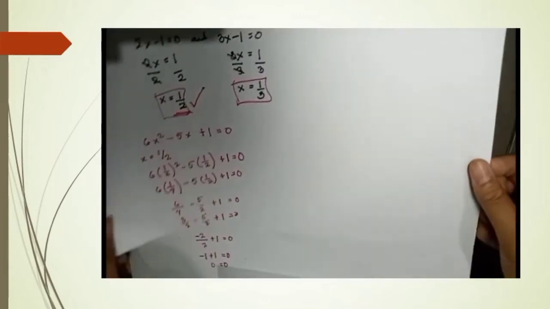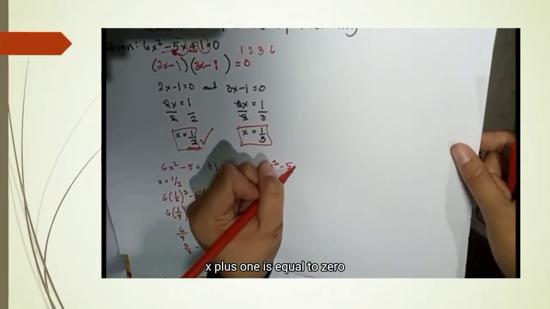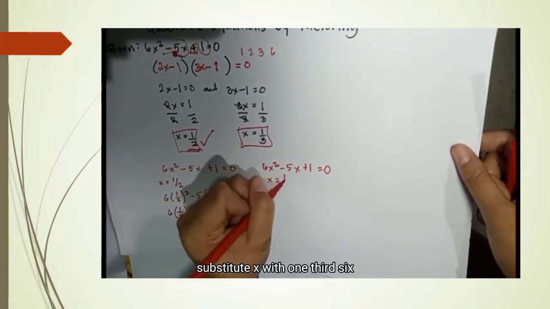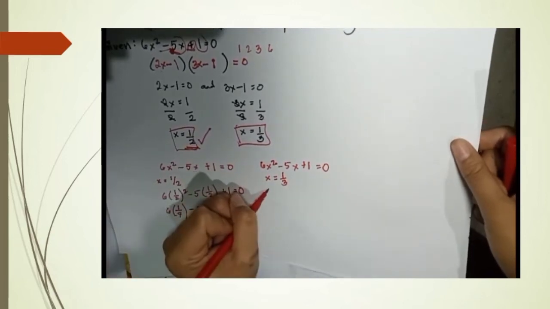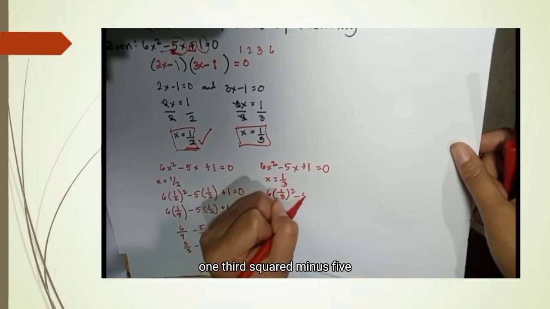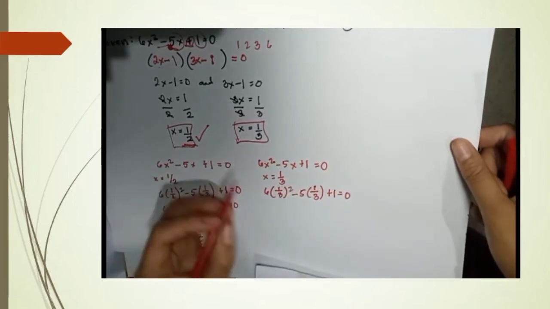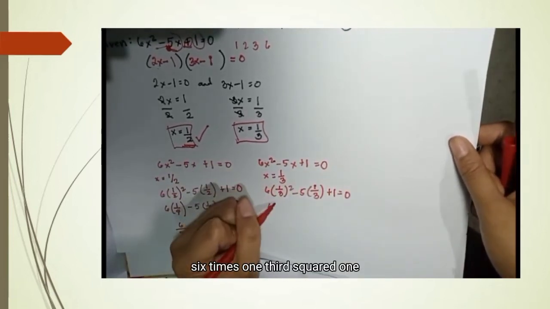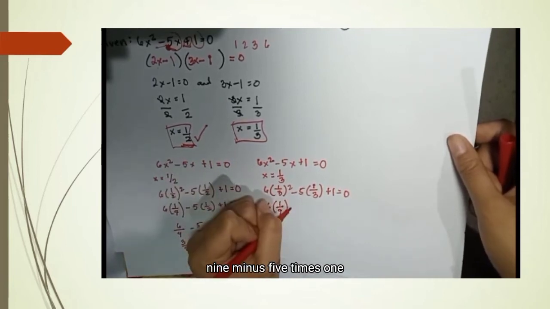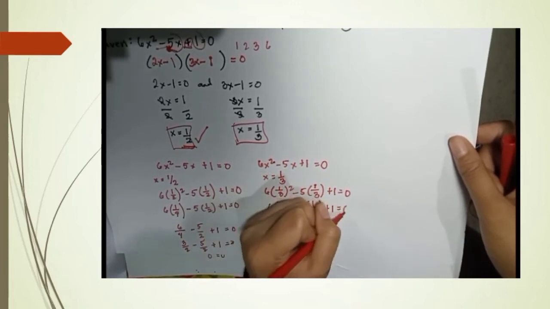Next, 6x squared minus 5x plus 1 is equal to 0. Substitute x with 1/3. 6 times 1/3 squared minus 5 times 1/3 plus 1 equals 0. 6 times 1/3 squared, 1/3 squared is equal to 1/9, minus 5 times 1/3 plus 1 is equal to 0.